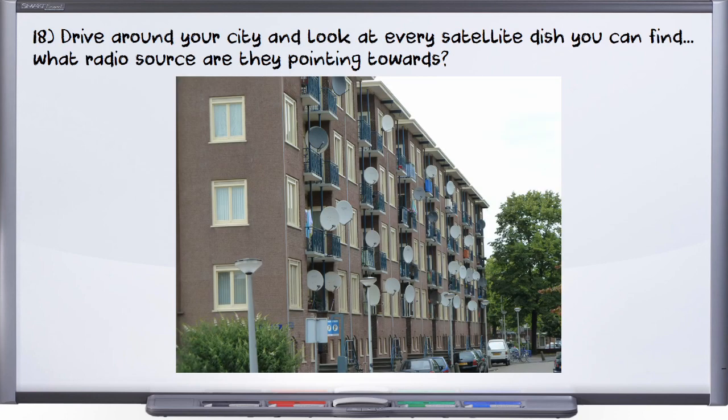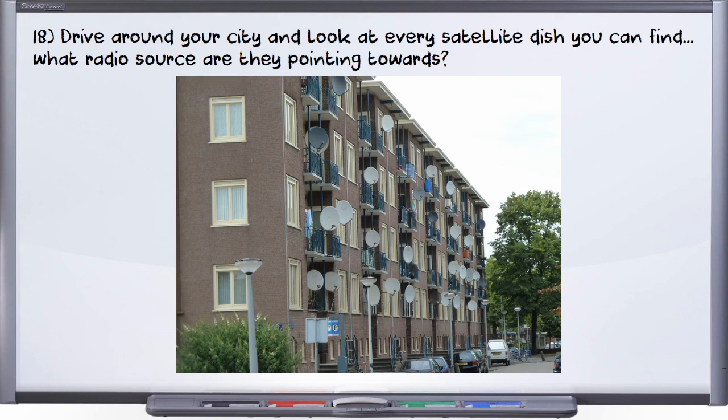Satellites, back to satellites. Satellite dishes. We rely on those for cable TV all over the place. So why don't you drive around your city and take a look at all the various satellite TV dishes that people have on their homes, and see if you can make any generalizations about them. Do they all point exactly in the same place? Do they group into things that they all point at?